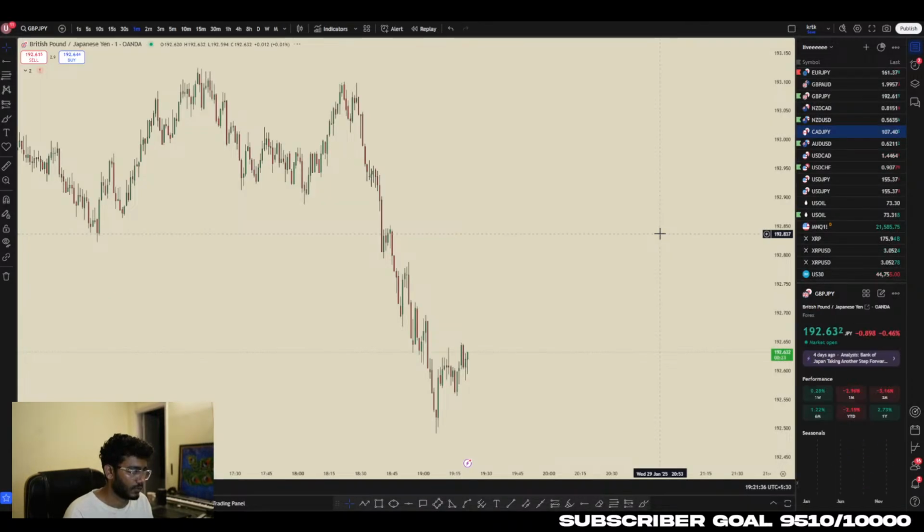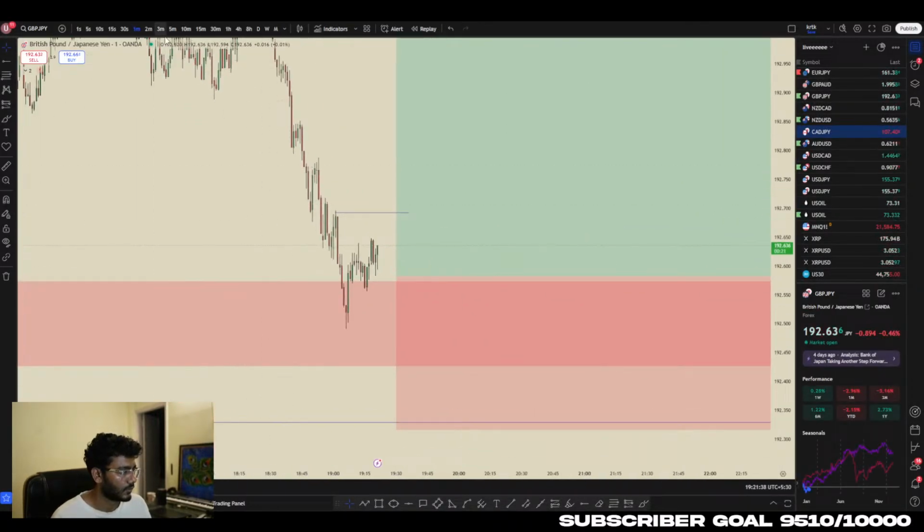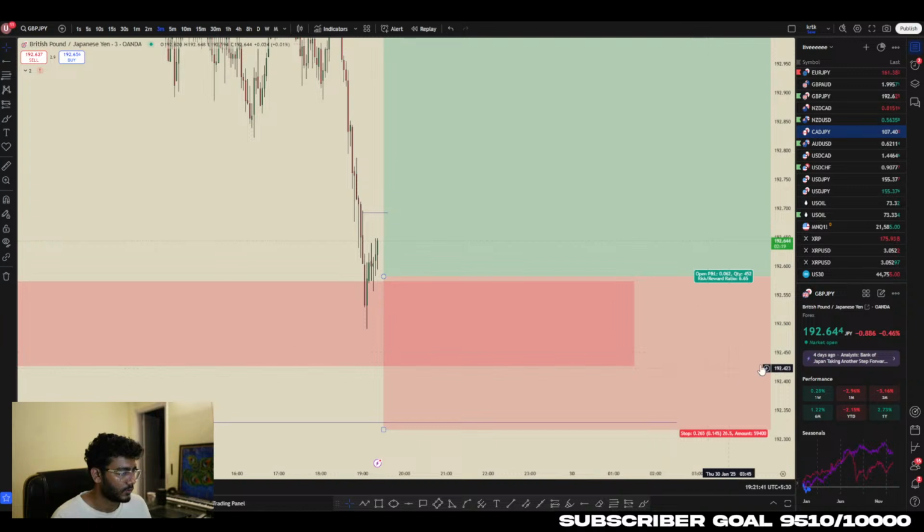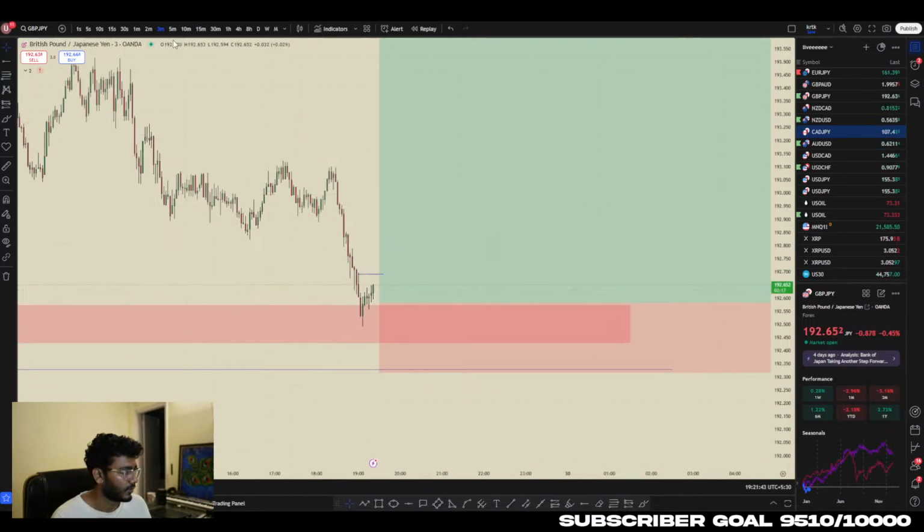GBP, GPY. Now we can expect a good movement to the upside. So we can enter over here.